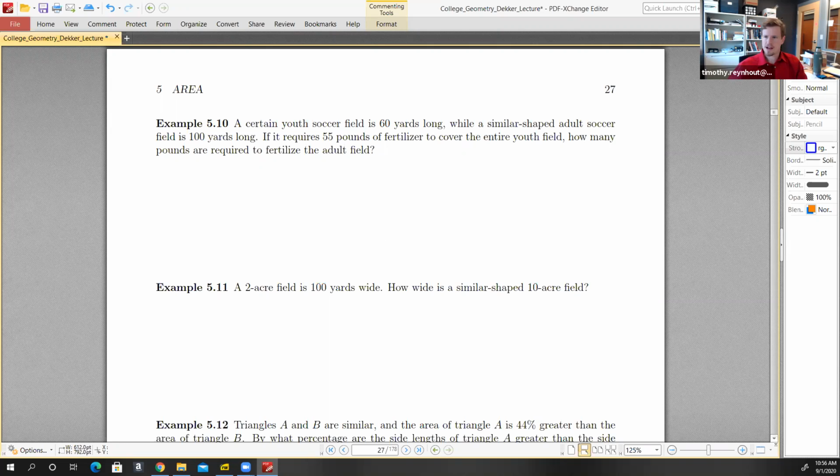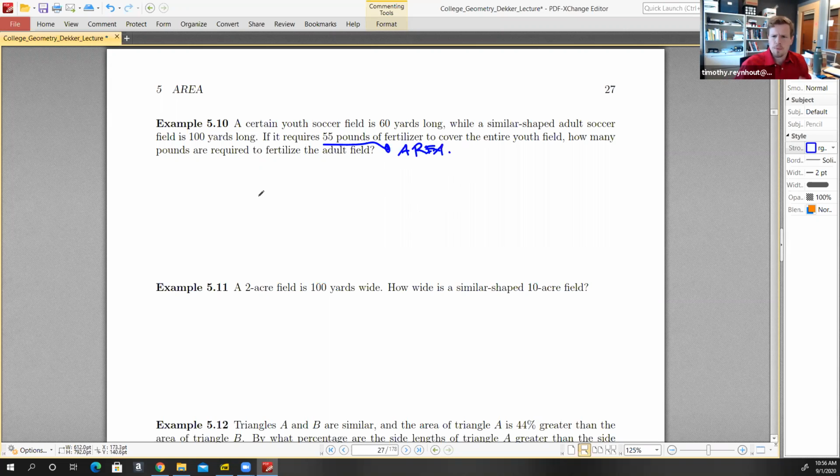Well, this seems a little bit weird because we're talking about fertilizer. We're not talking about areas. But the reality is if we're putting the same thickness of fertilizer down, then the volume could simply be measured by the area that we're covering. So 55 pounds of fertilizer we can think of as the area. So it's an alternative measurement, but measures the same thing.